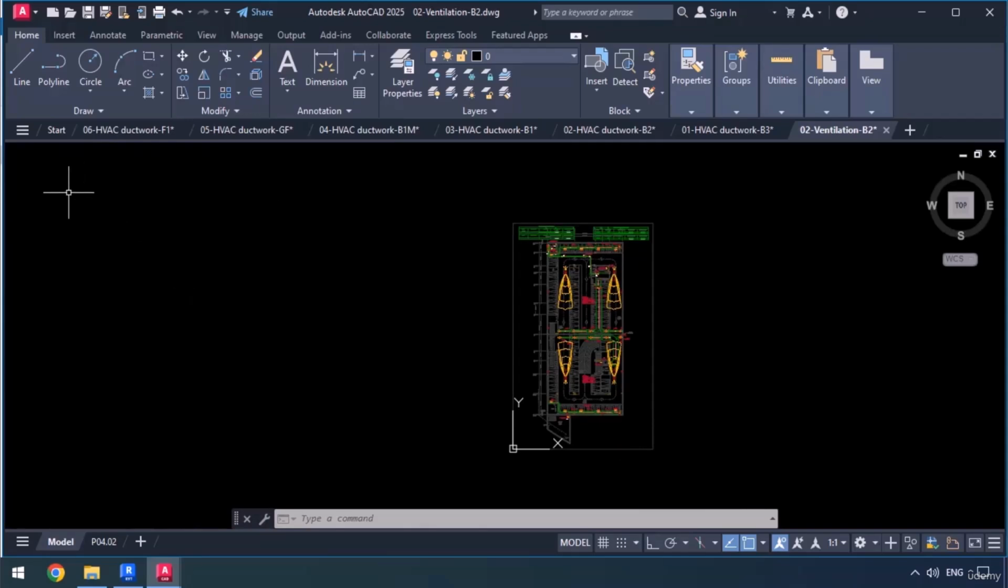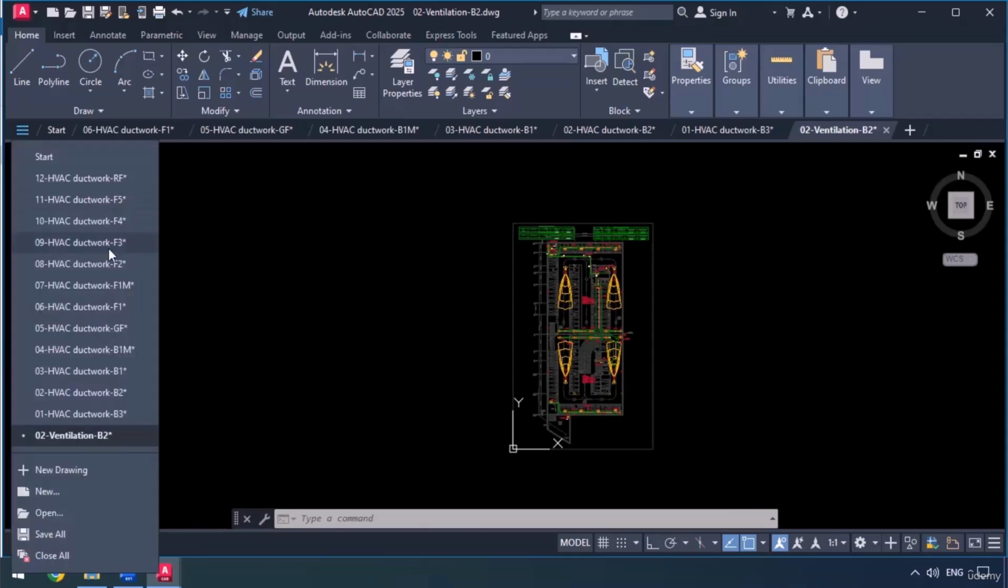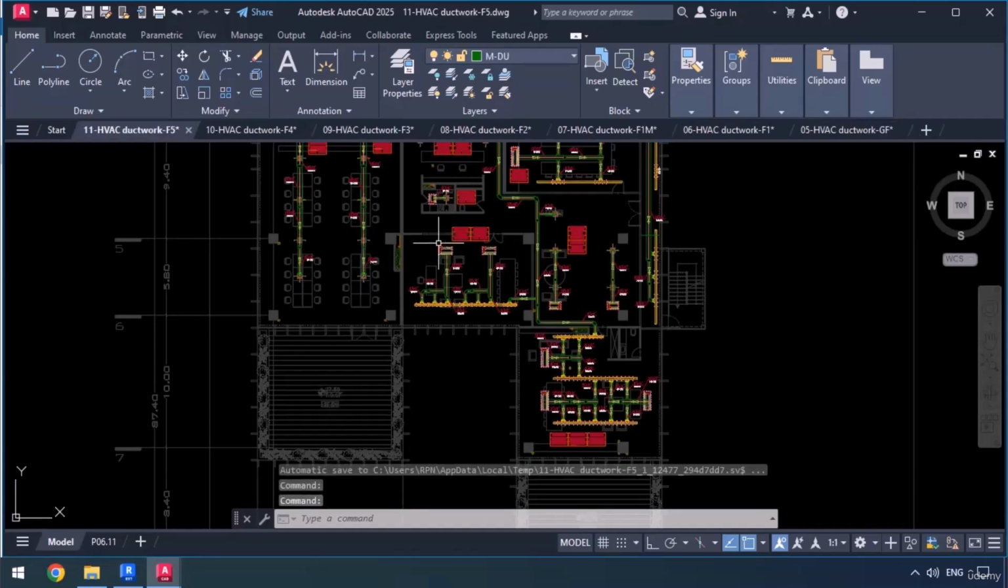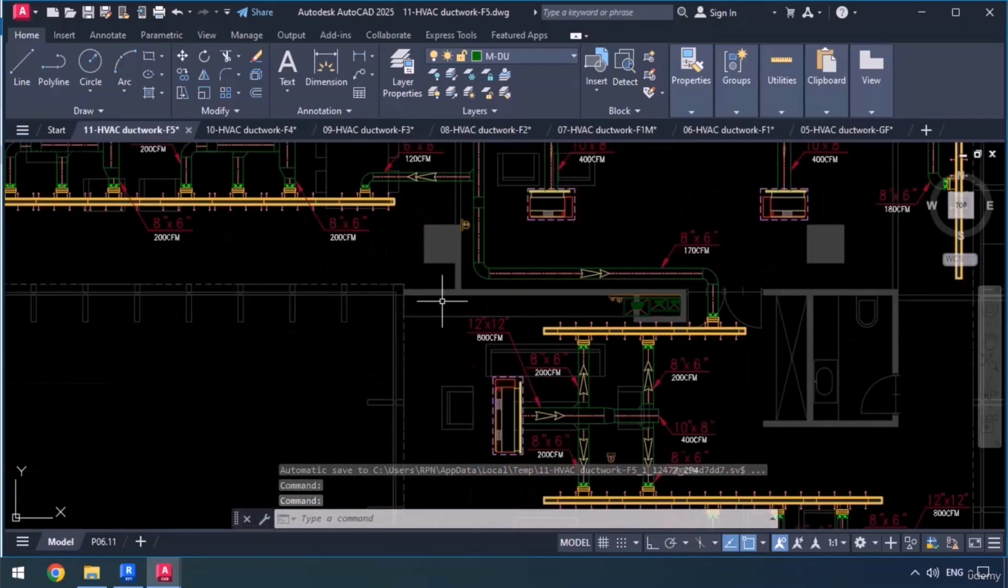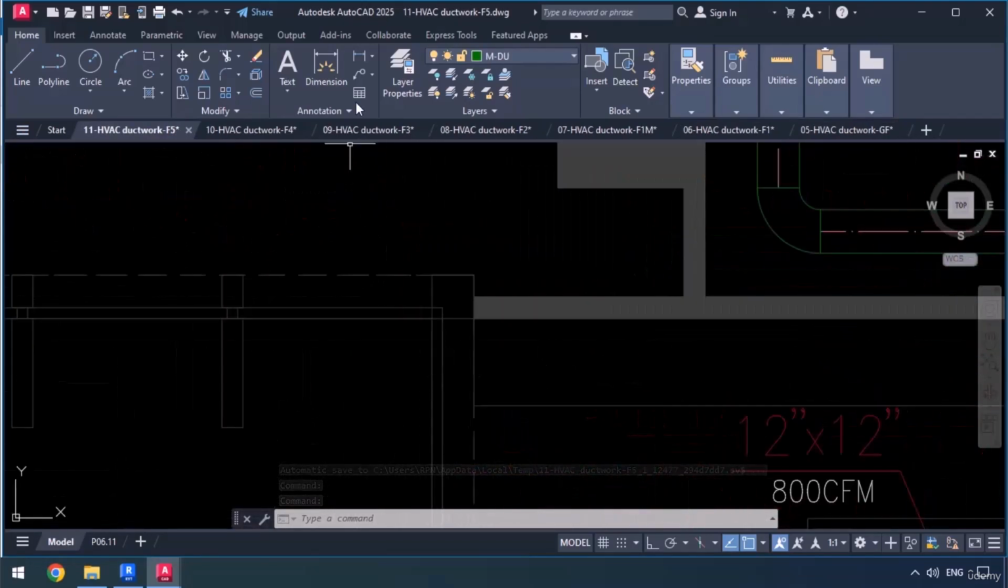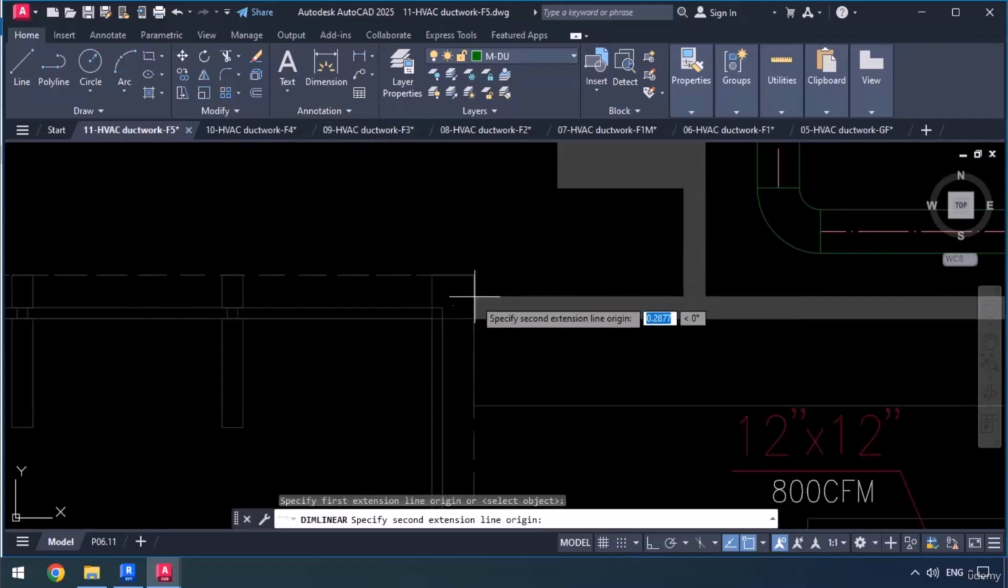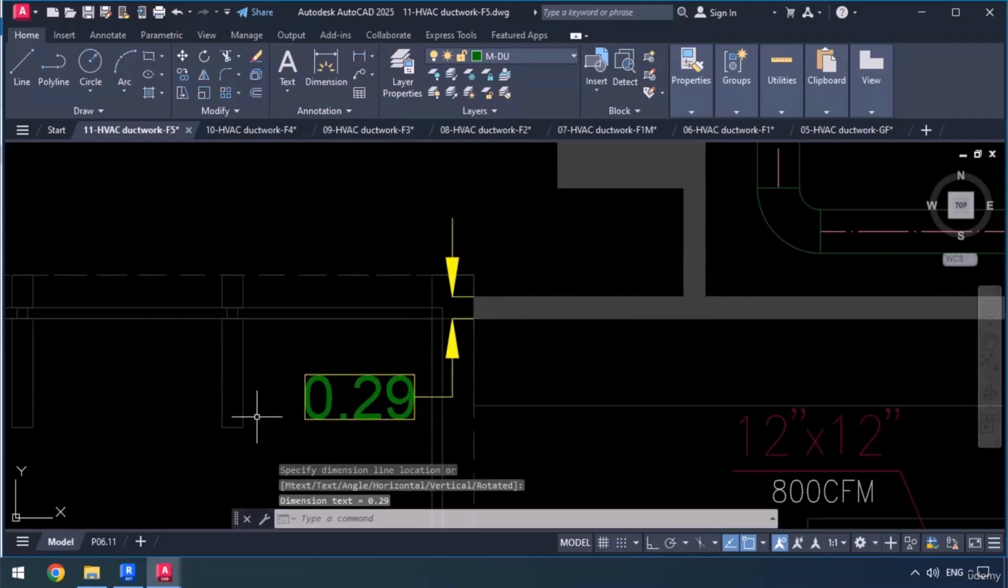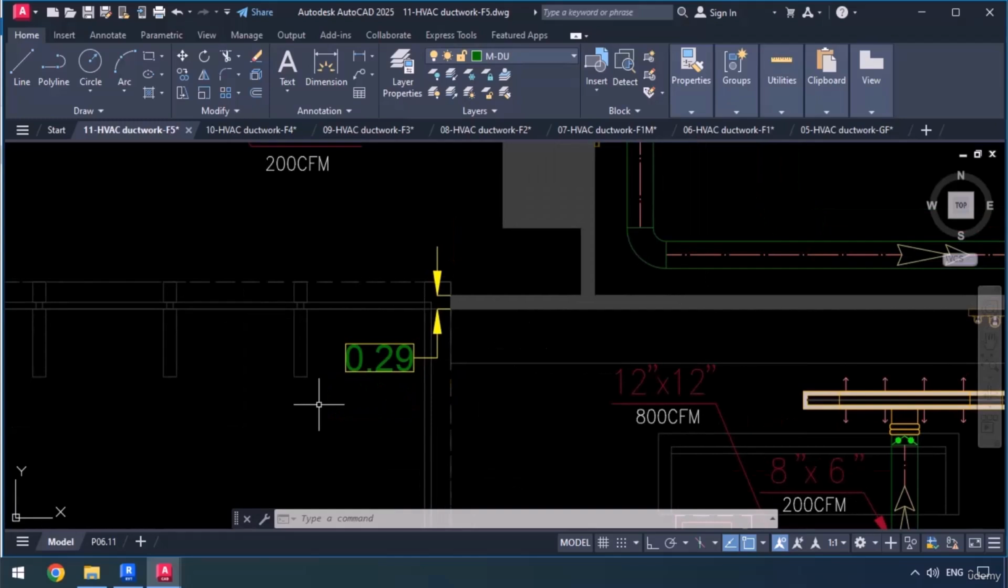What we're about to do right now is link these plans into Revit. So for example, I'm going to go to the 5th floor, and I'm going to measure something familiar, for example, the width of a wall. So we're going to measure from here to here, then we get 0.29. So we figure that this is probably 29/100ths of a meter, so that means the unit is meters.